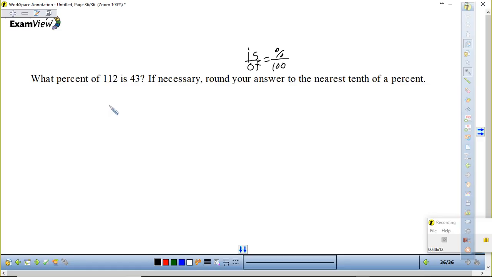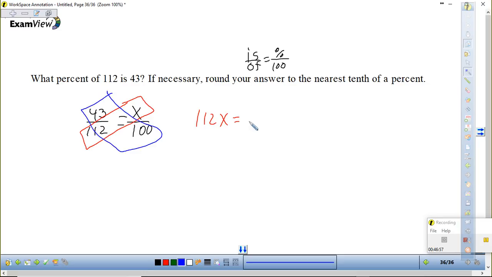X over 100 equal to... No, 43 over 112. Hands if you agree with that? Yes, okay, and we know what to do from there. Cross multiply. This is 112x equals 4,300, because 43 times 100, that's 4,300. Line down the equal sign, and we divide by 112.